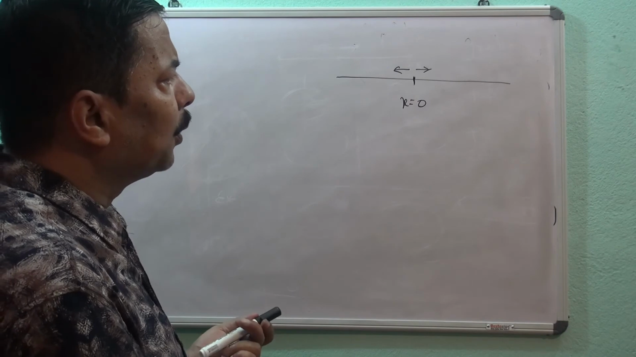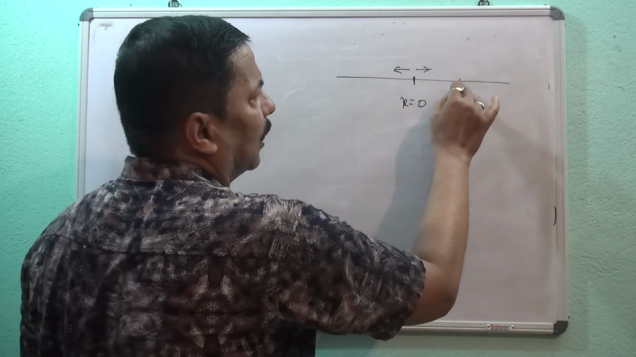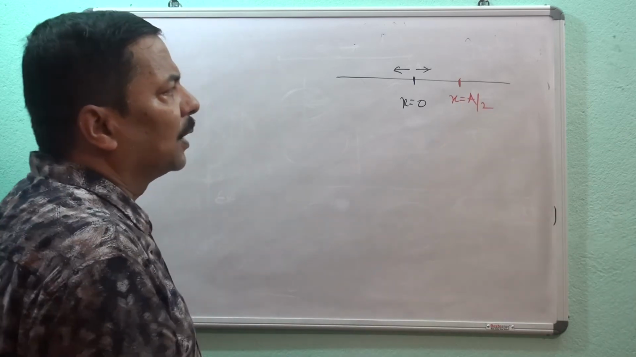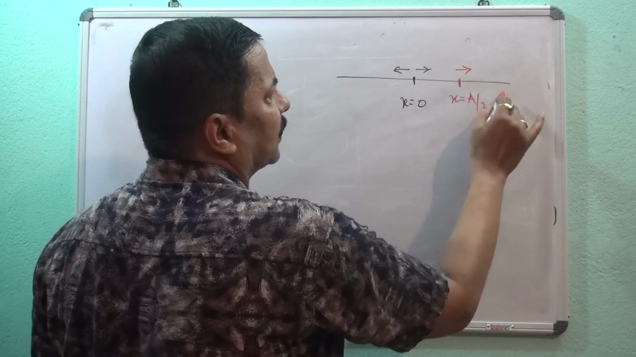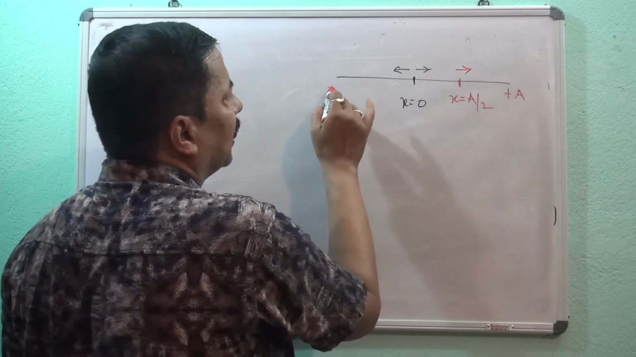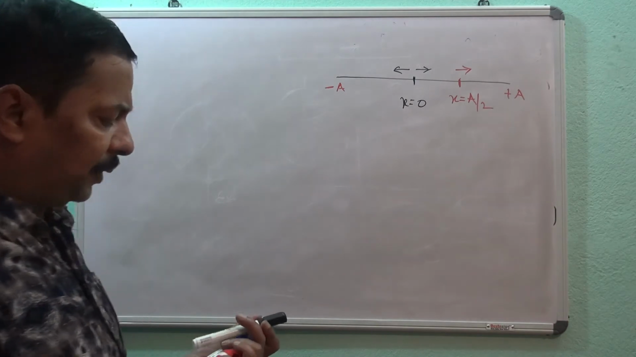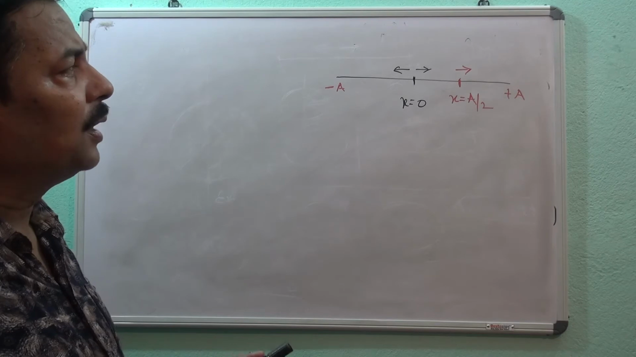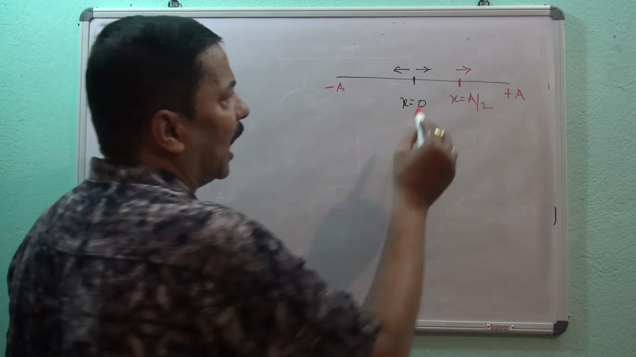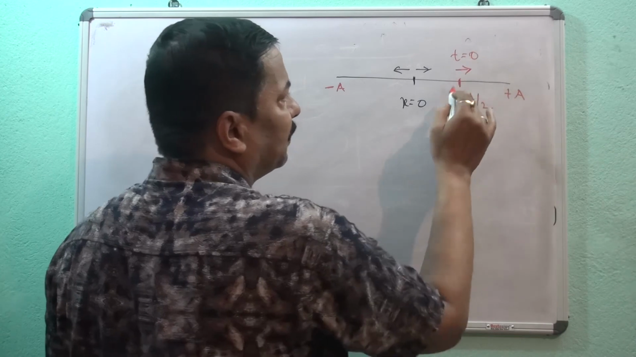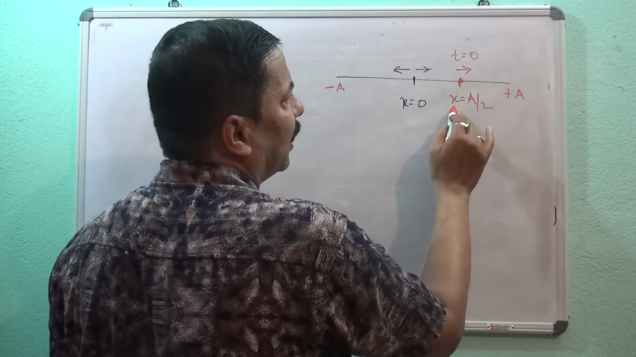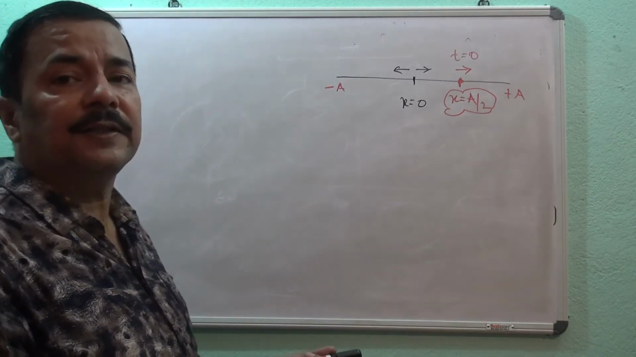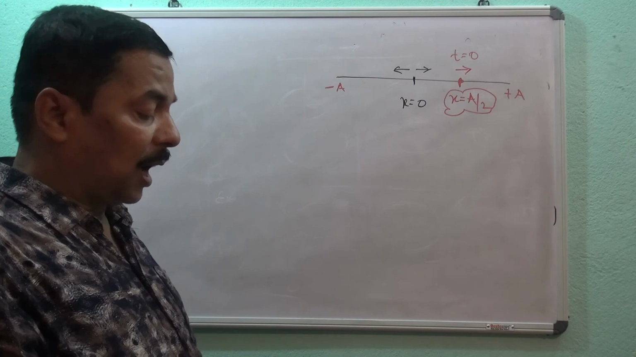Suppose here the x value is a by 2 and the particle is moving towards this direction, that is plus A, and here it is minus A. Then what will be the value of the initial phase and how will you calculate it? This is at t equal to 0. That means you are observing from this point where the value of x is a by 2. In this situation, how will you find the phase?